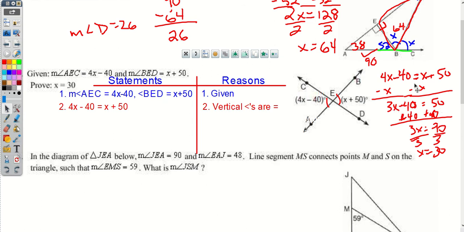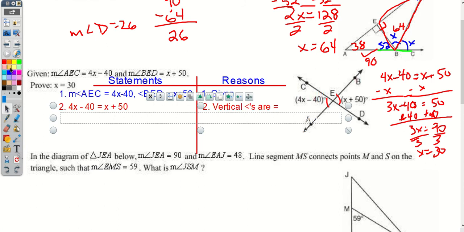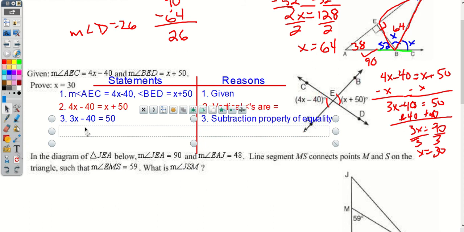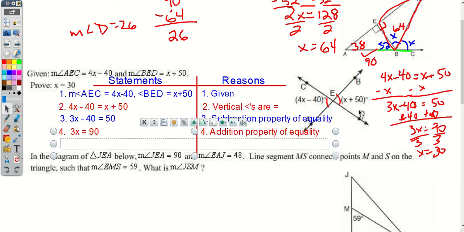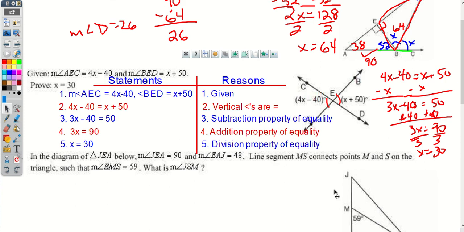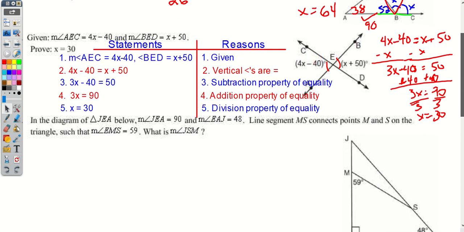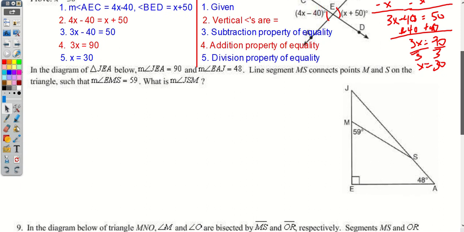And to get there, we subtracted x from both sides. So remember, that is the subtraction property of equality. Then we added 40 to both sides, so it should be 3x equals 90. That's the addition property of equality. And then we just divided both sides by 3 here, so that would be the division property of equality. And then that would finish off the proof. That's what that one should look like. All right. Okay, I'll leave it kind of here so you can see both. You need to copy down.